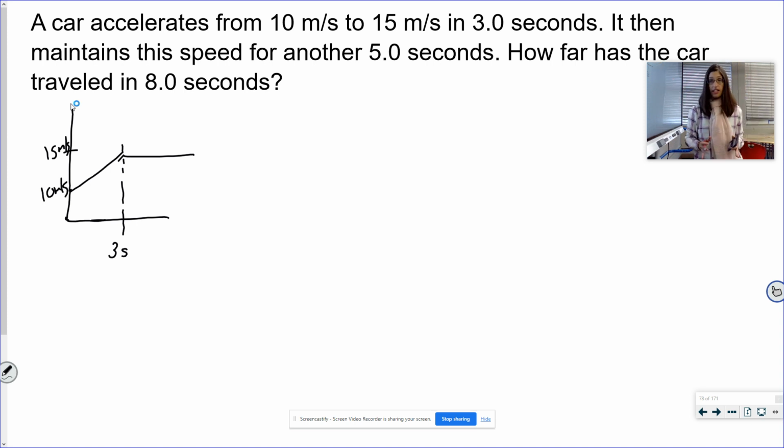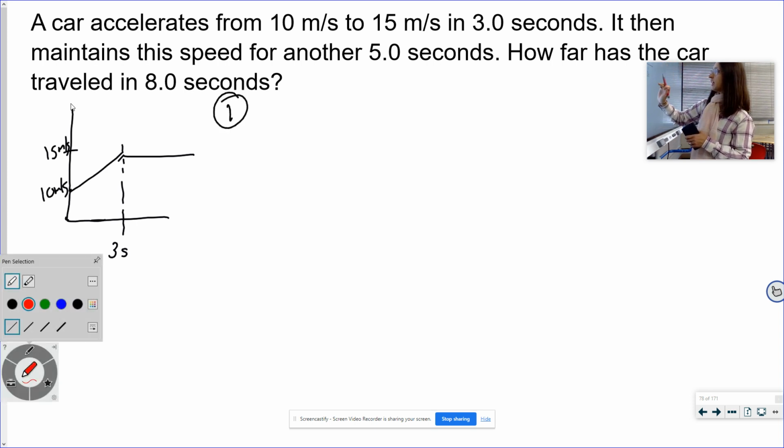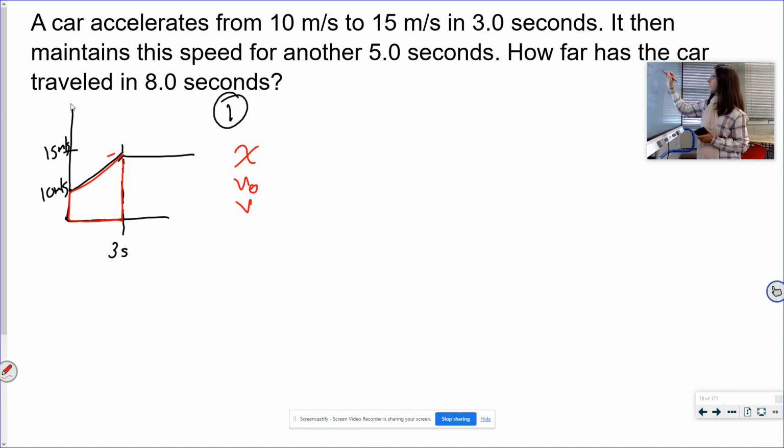So this graph indicates to me I'm going to use the formulas twice. So for part 1, we're going to be solving first for this section right here. That's our first leg of the trip. First thing you're going to do is draw your kinematic chart: X, V naught, V, A, T, and we'll fill that in.